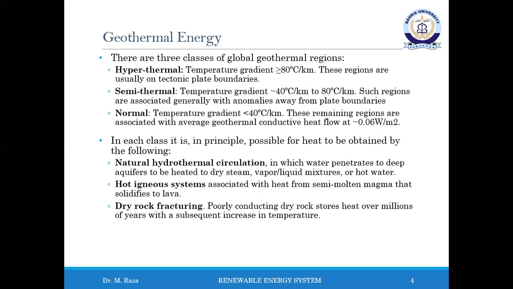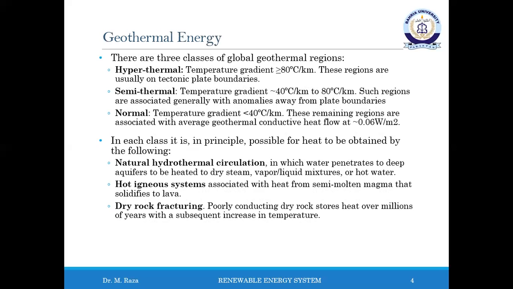There are three classes of global geothermal region. Number one, hyperthermal, in which the temperature gradient is greater than 80 degrees Celsius per kilometer. These regions are usually on tectonic plate boundaries. The first such region to be tapped for electricity generation was in 1904 in Italy. Nearly all geothermal power stations are in such areas.